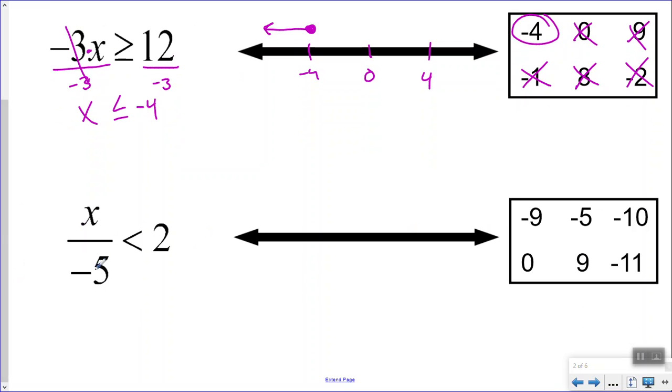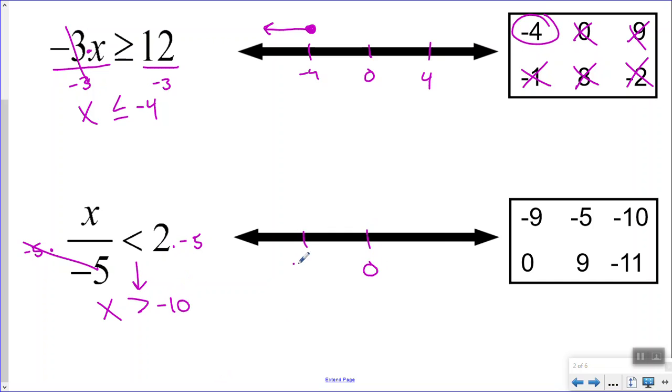For our next example, I see division by negative 5. We undo division with multiplication. But again, I need to multiply both sides by negative 5. In doing that, I'm going to have to flip my inequality symbol around. Negative 5 times x over negative 5 cancels out the division, and we're just left with x. And on the right-hand side, we have negative 10.